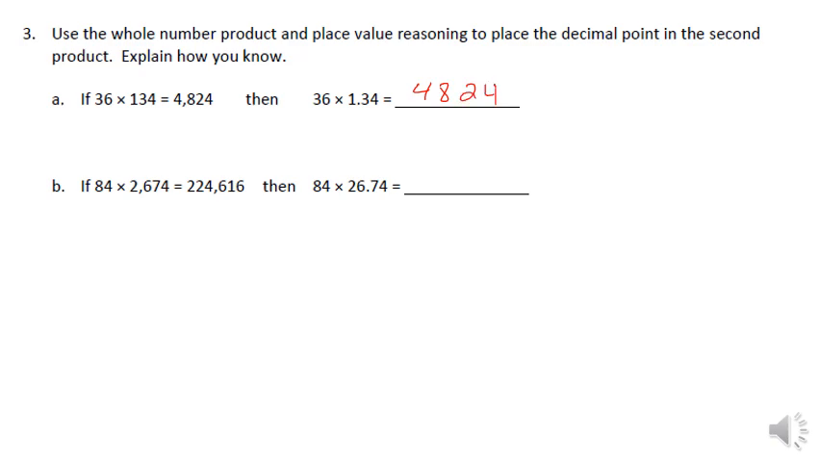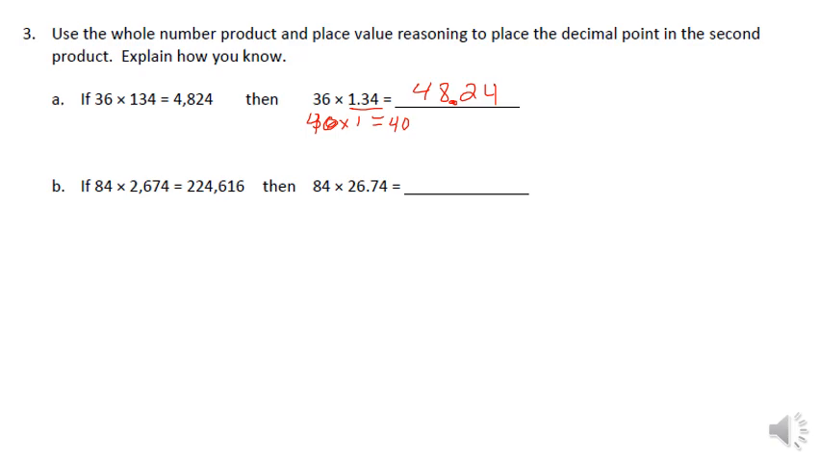Except this one here was 134, where this one is 1.34. So if I did an estimation here, that'd be 36 times 1, or actually it'd be 40 times 1. So our estimation would be 40. So we know, for reasonableness, it would be 48.24.